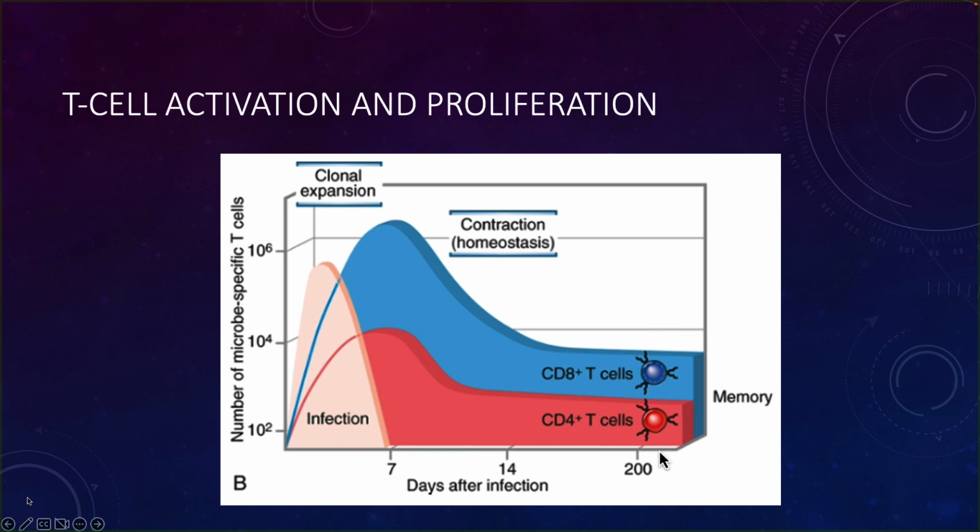And then you'll see that we maintain a population of T cells that are antigen-specific that remember that infection. And so hopefully, if everything works according to plan, if you are exposed to that same pathogen again, your adaptive immune response, your antigen-specific immune response, will occur much more rapidly.